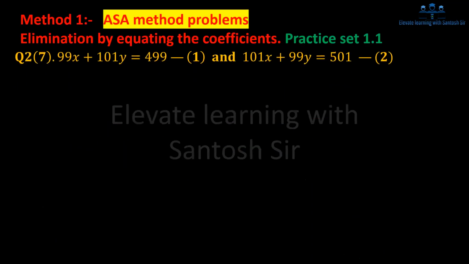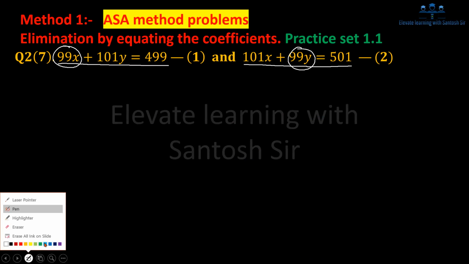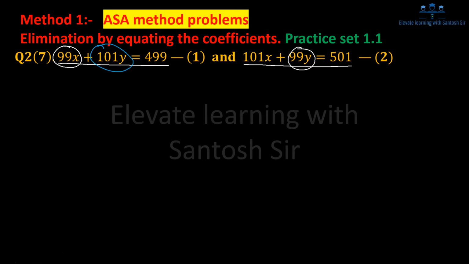Now this question is typical. If you observe very carefully, 99x plus 101y is equal to 499 and 101x plus 99y is equal to 501. If you see, the coefficient of x in the first equation becomes coefficient of y in the second equation, and the coefficient of y in the first equation becomes coefficient of x in the second equation. What we observe here is that the coefficients are exchanged.